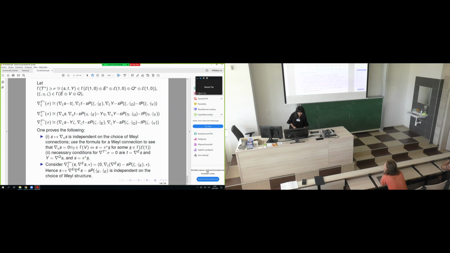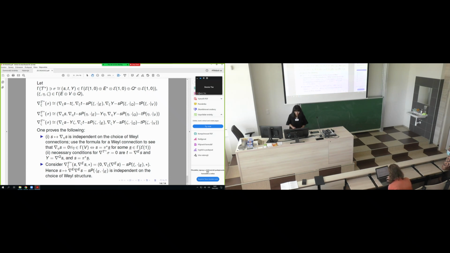Then you choose a section of the co-tractor bundle, which decomposes into three slots by your Weyl structure, and then you take the connection on it in the directions of E and V and the lift of the quotient bundle. Then the output is also written in the decomposition and in terms of the underlying Weyl information.